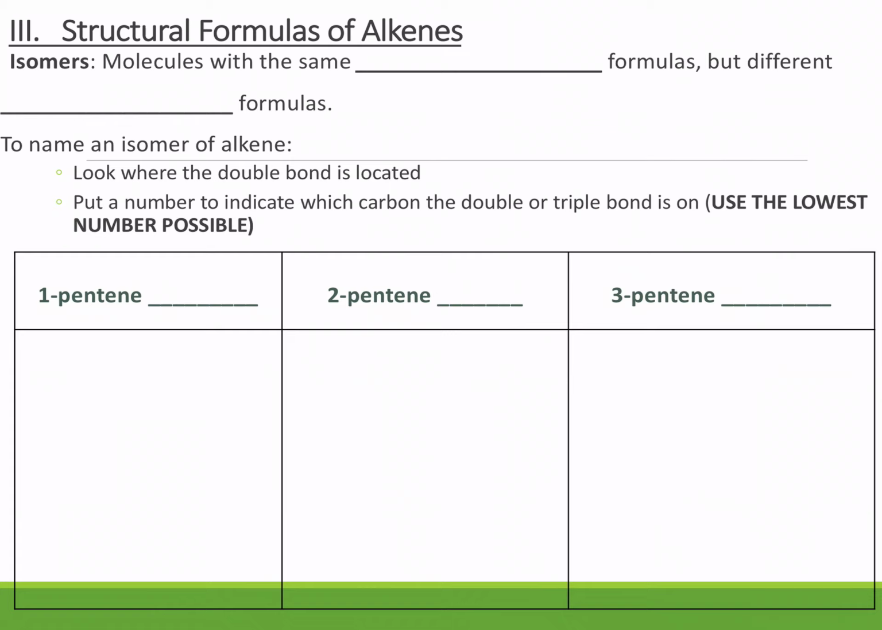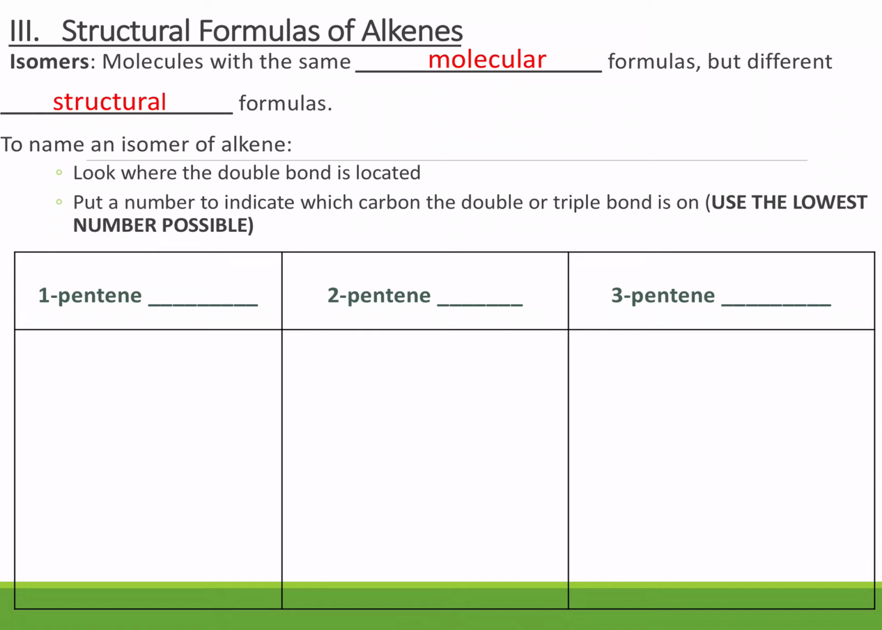So, structural formulas of alkenes. Alkenes are what we're going to focus on, but we can also apply this to an alkyne. The first thing we're going to do, before we talk about the branching, is talk about what an isomer is. Iso, remember that prefix, like isotopes, means the same. So something's going to be the same. Isomers are molecules with the same molecular formula but different structural formulas.